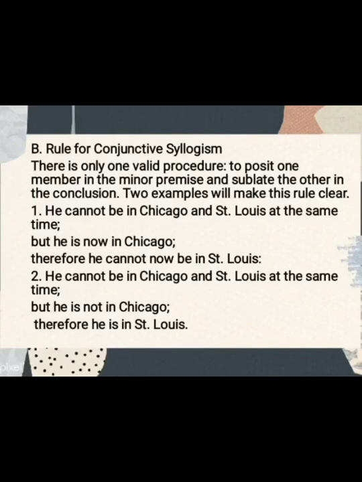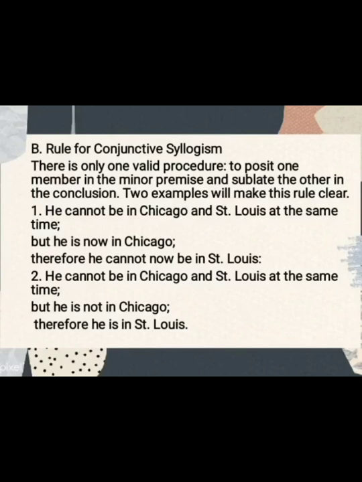He cannot be in Chicago and St. Louis at the same time, but he is not in Chicago. Therefore, he is in St. Louis. In a conjunctive syllogism, only one of the components can be true, but both can be false. Hence, if one is affirmed, it necessarily entails that the other must be denied. However, if one is denied, it does not necessarily entail that the other must be affirmed, for both of them can be denied without contradiction.